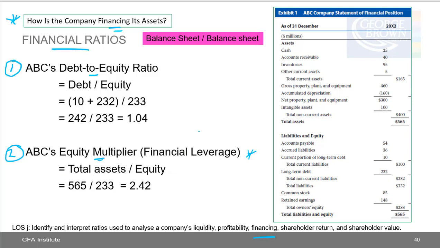Okay, so this is not too bad. The denominator in both cases is equity. Numerator, ABC, debt to equity ratio. Debt to equity, that's easy.